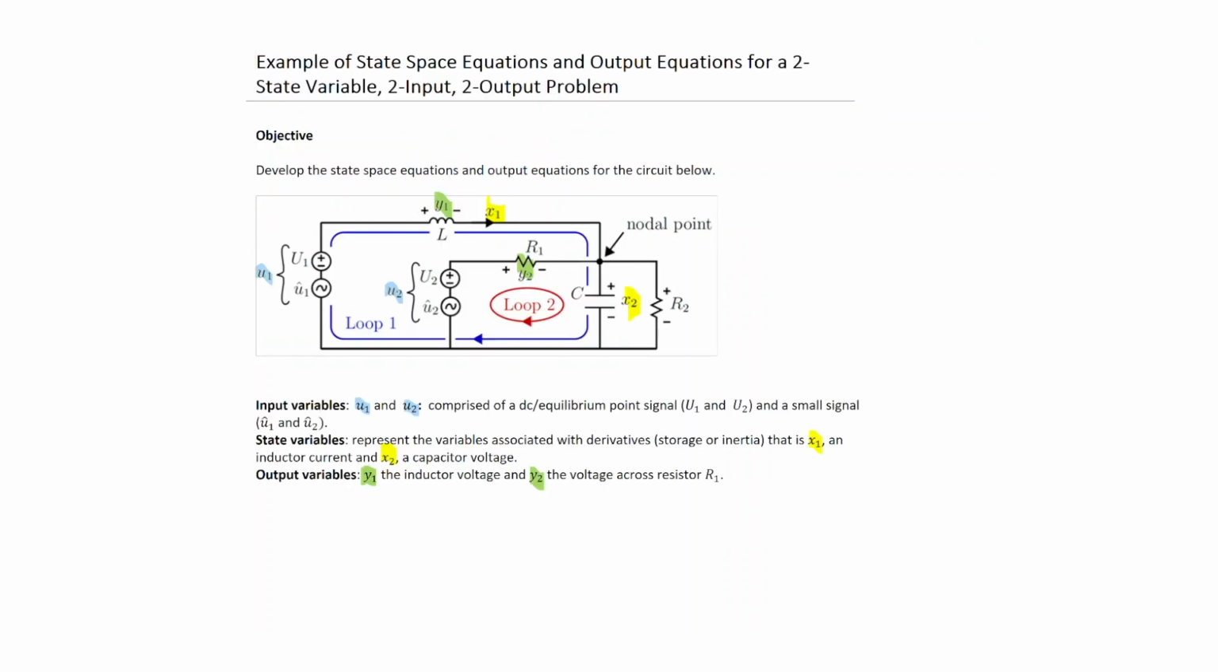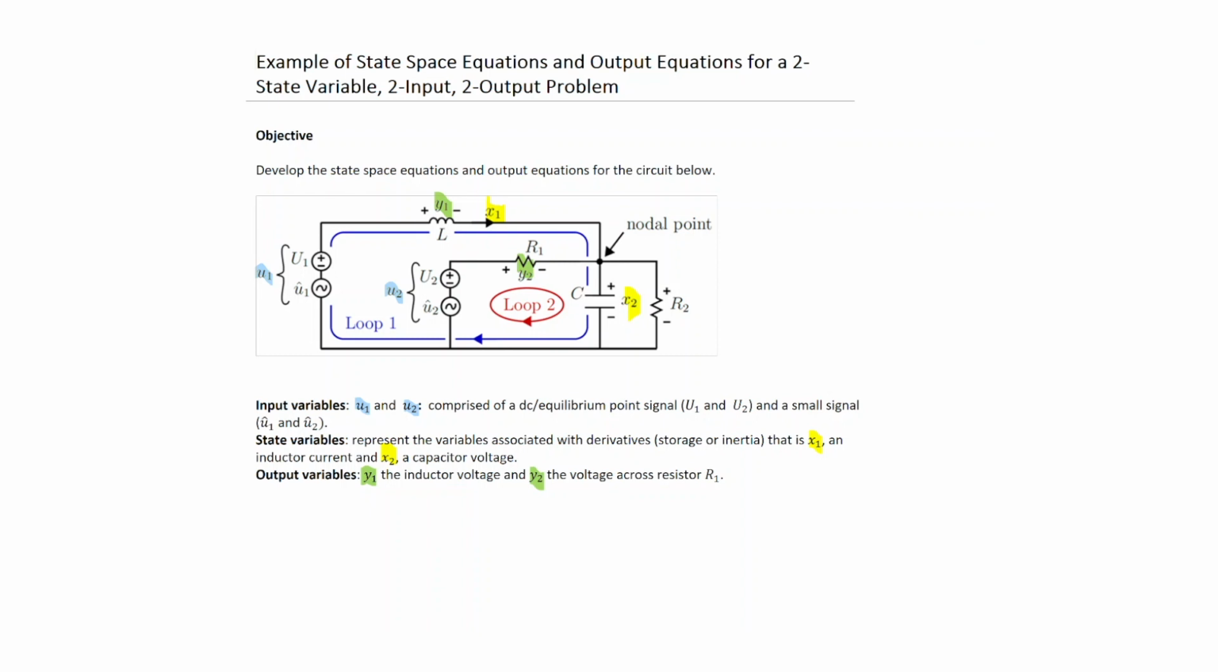Okay, so let's take a simple circuit problem, and we're going to use this as our basis for exploring the notion of small signal analysis. This is an example of state-space equations and output equations for a two-state variable, two-input, two-output problem. The objective is to develop the state-space equations and output equations for the circuit below. That's our starting point.